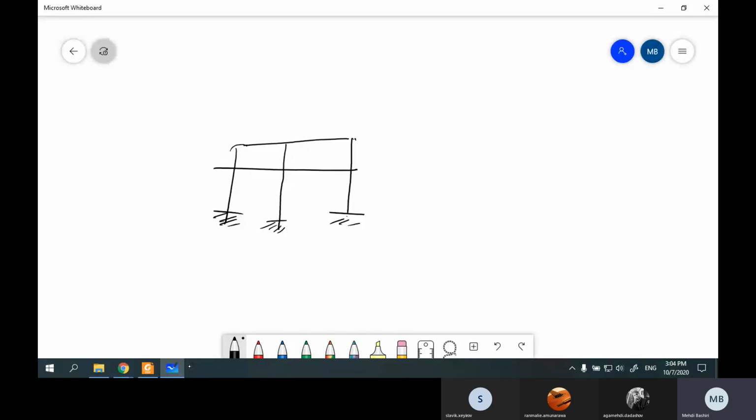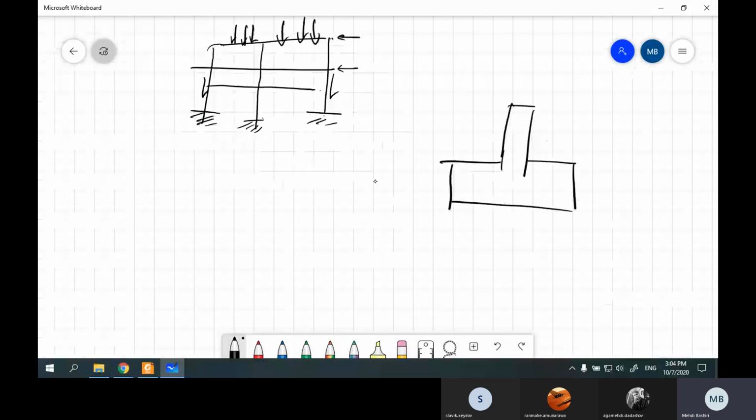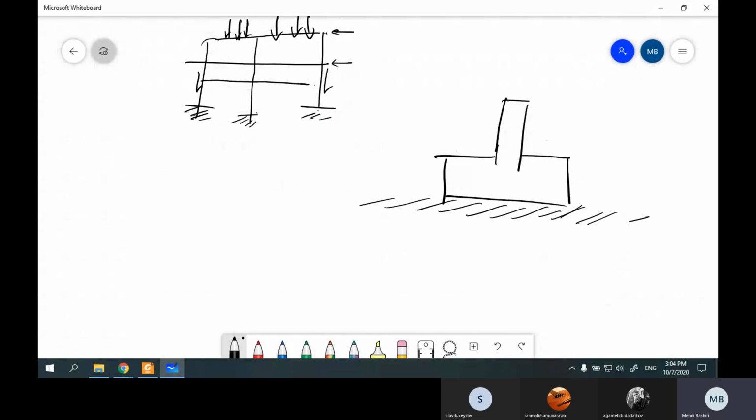Anyway, I was talking about the general concept of foundation. If you remember, I told you we have different loadings on the structure: gravitational loads, lateral loads, wind loads, whatever. And all these loads should pass this pathway and reach the foundation. The function of the foundation is to transmit the force to the ground. The safe part is the ground.